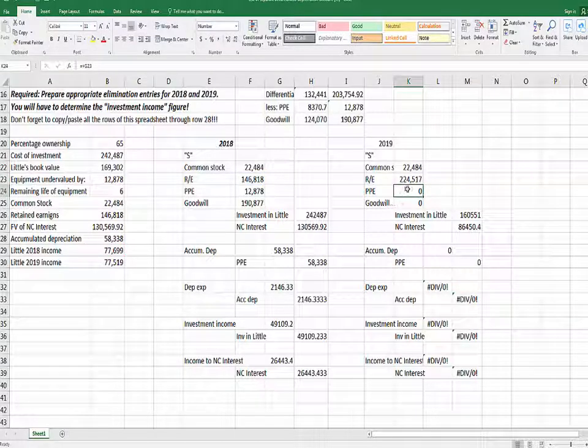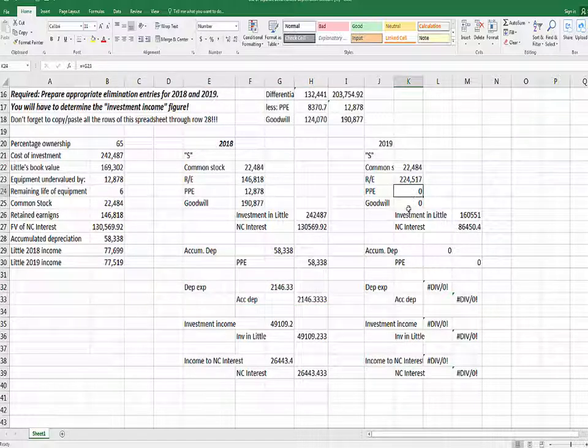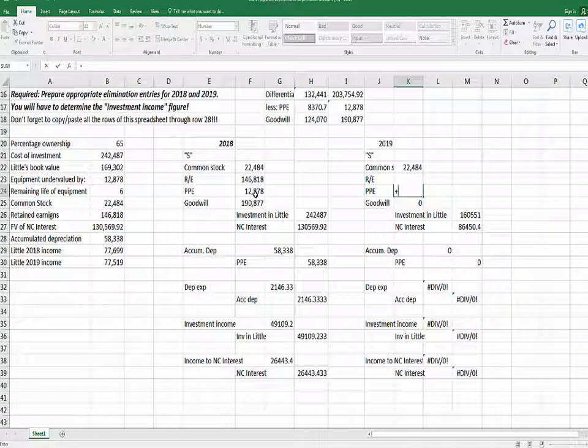Now again, that is Little's last year's retained earnings of 146,818 plus their reported earnings. This amortization, that is not reflected on Little's income statement. That has no bearing on their retained earnings. Property, plant, equipment. Last year we debited it for $12,878. We didn't do anything else to the property, plant, equipment account.